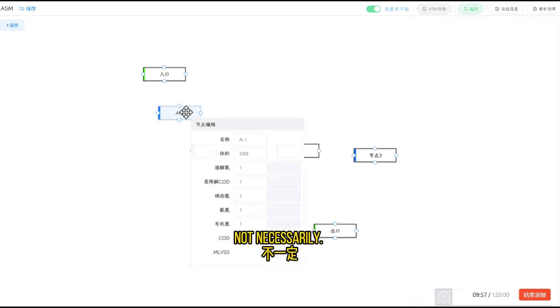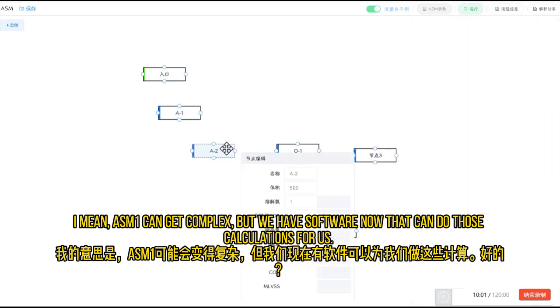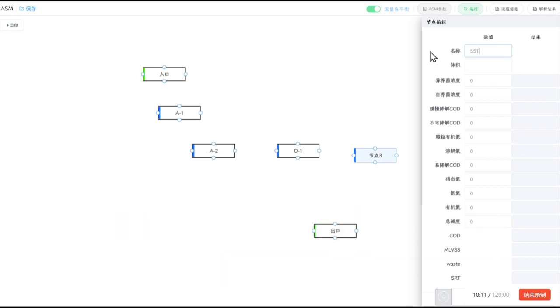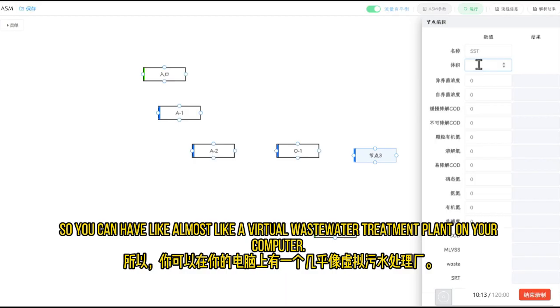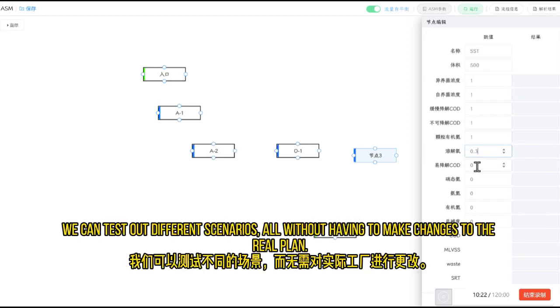Not necessarily. I mean, ASM1 can get complex, but we have software now that can do those calculations for us. So we can input the data about our wastewater and our plant's operating conditions, and the software can crunch those numbers and tell us what's going on. So you can have almost like a virtual wastewater treatment plant on your computer and run all these simulations. Exactly. We can test out different scenarios, all without having to make changes to the real plant. That's awesome.